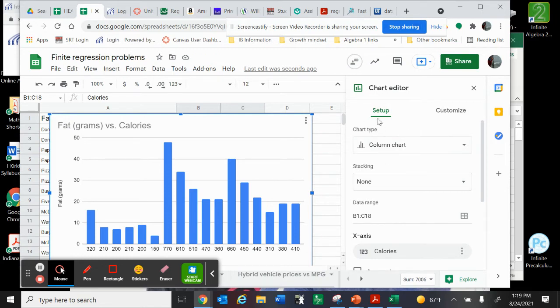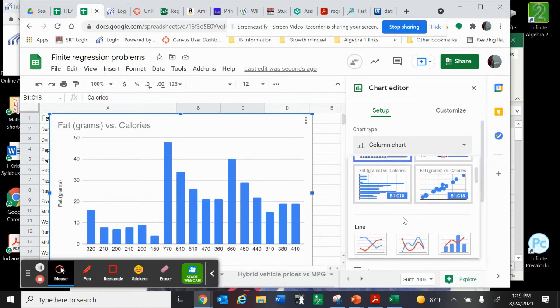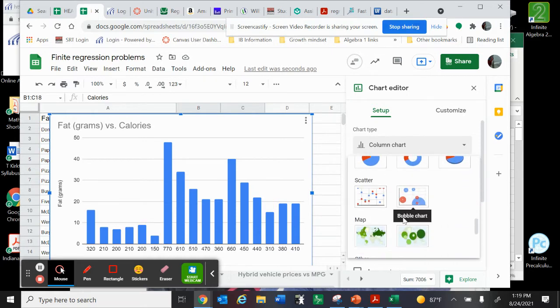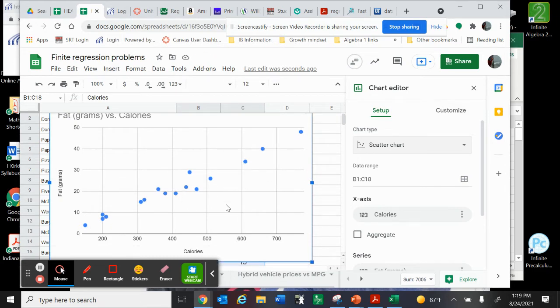So I go over here to the right where it says chart editor. We don't want a bar graph. What we want is a scatter plot. And so you can look down through all the different things down here. We want a scatter chart. And so you can see, and it even labels it for you.